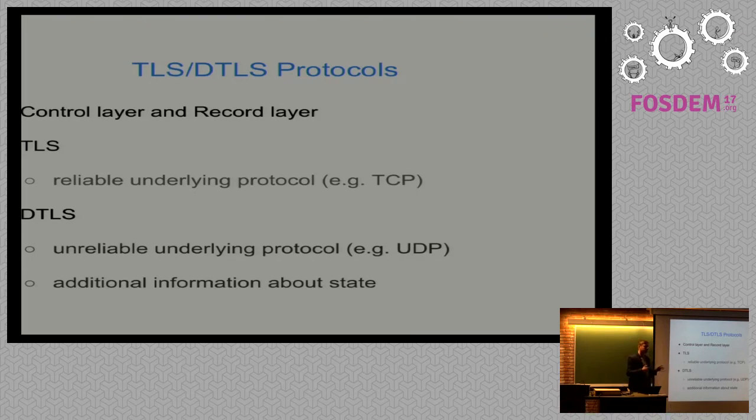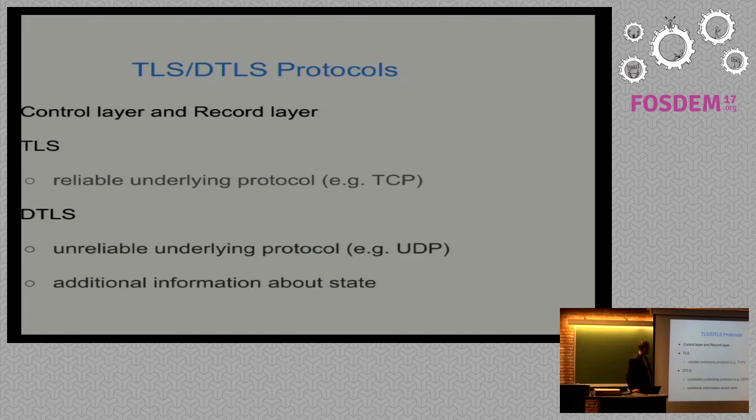One is the control layer that basically does all the overhead that is needed for TLS and DTLS. So you can find messages like, I want to negotiate keys, or I want to shut down the communication, or I want to do rekeying because I think my connection got compromised. On the other hand, the record layer is used for sending encrypted data. So if you are sending some data using TLS or DTLS, it is sent in the record layer.